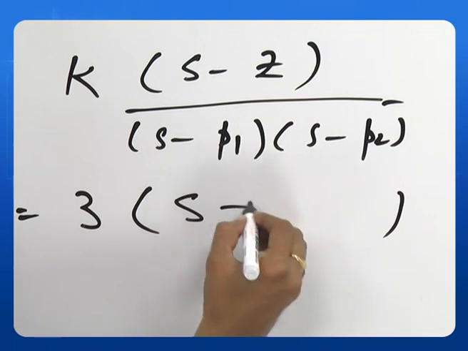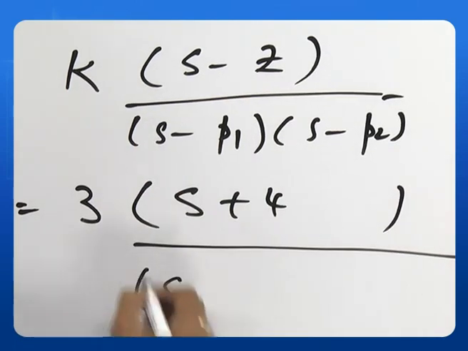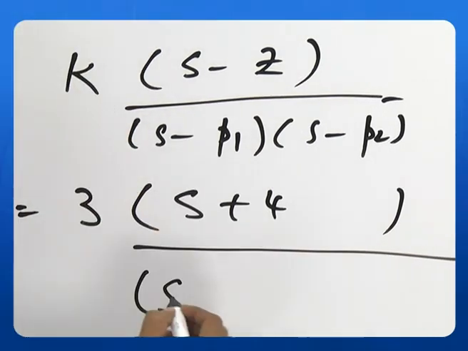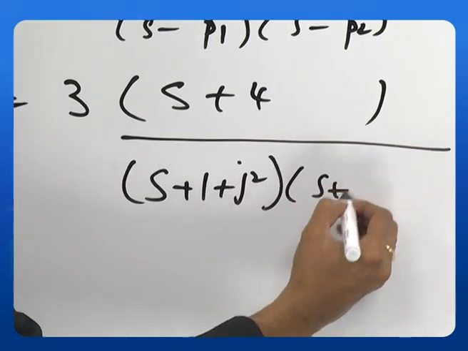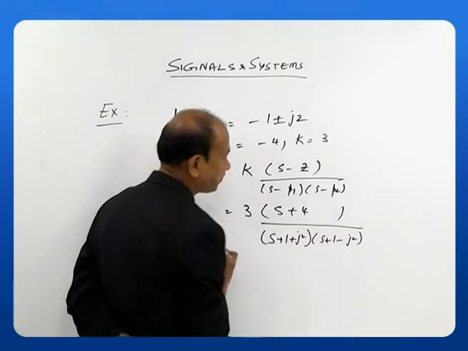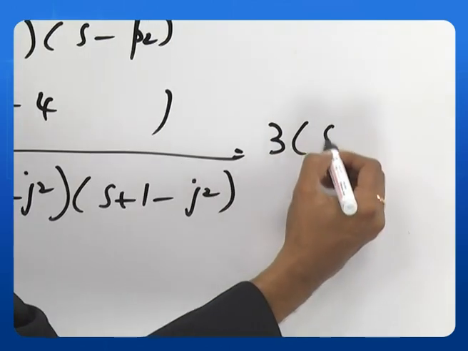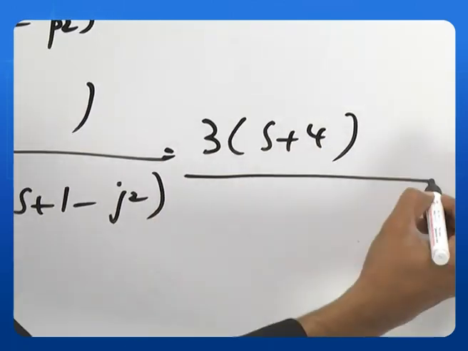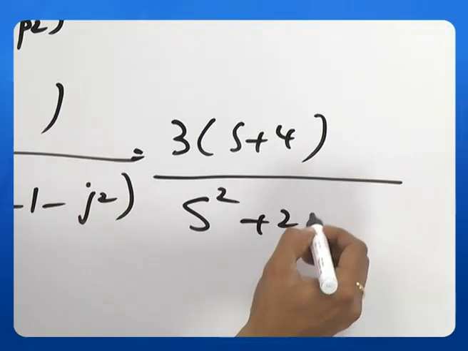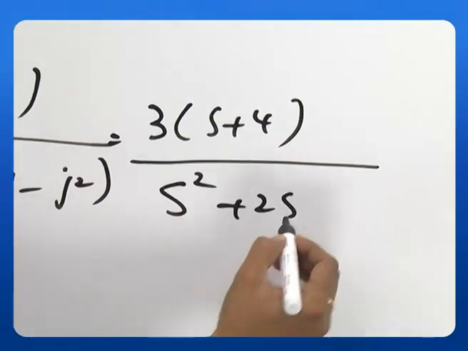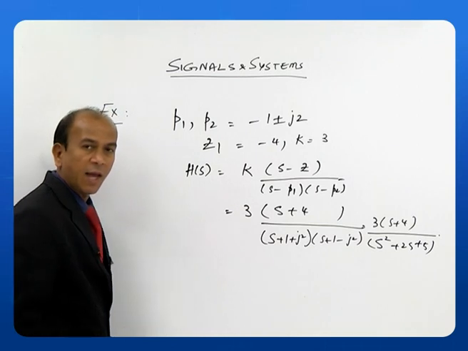And where is my zero existing? At minus 4. So this will be equal to 3 into s plus 4 divided by, there are 2 poles which are existing at this, so this will be s plus 1 plus j2 into s plus 1 minus j2. Let us expand this. So this will be equal to 3 into s plus 4 divided by s square plus 2s plus 5. So this is my h of s.